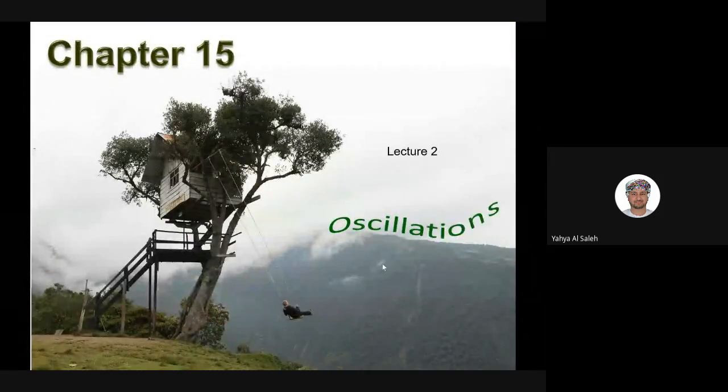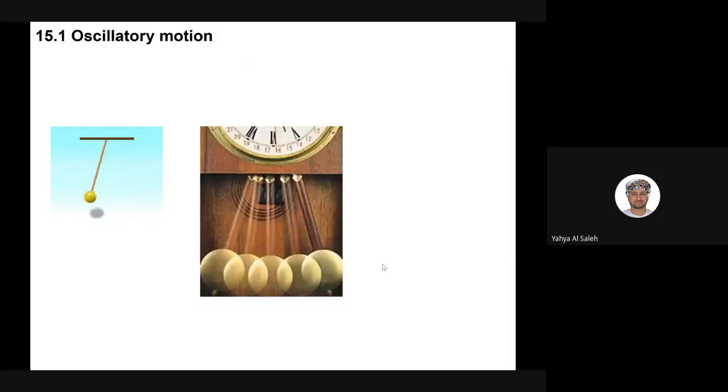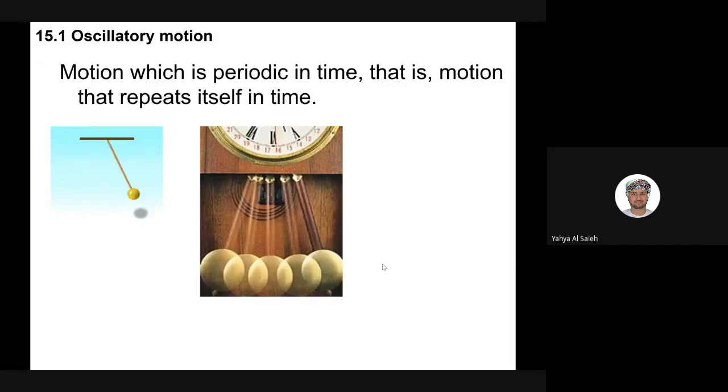Oscillations. Oscillatory motion is a kind of motion that we have seen, at least I hope most of you have seen, at one point or another. It is a sort of motion that repeats itself in time, so it's periodic. One example is a pendulum.